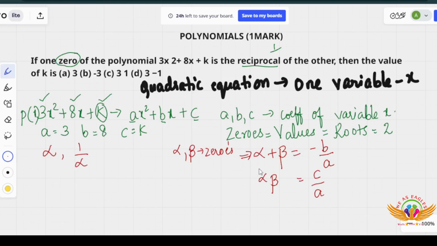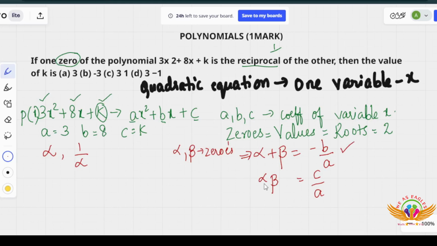Now check which formula will be suited to this question. If I take the sum of zeros, alpha plus beta, that is minus b by a, which is minus 8 by 3. I cannot find the value of k by this first formula.